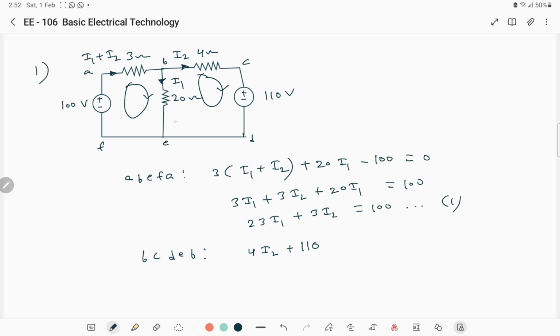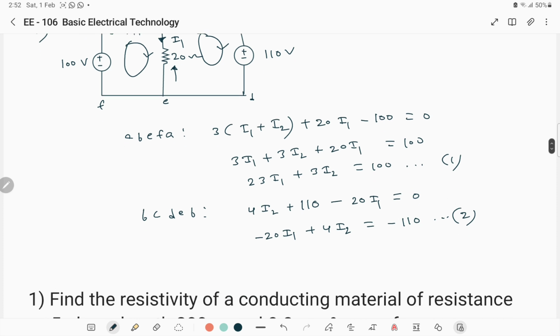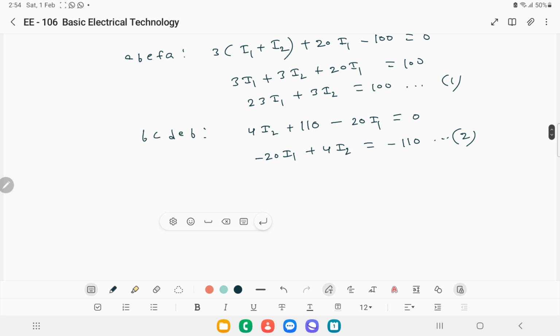See, the loop direction is from bottom to top. Current I1 is flowing from top to bottom, so you have to take a negative sign. Minus 20 into I1, potential drop across the 20 ohm, equal to 0. Otherwise, minus 20 I1 plus 4I2 equal to minus 110 volts. This is the second equation. We need to solve these two to find I1 and I2. Let's use Cramer's rule to solve the problem.